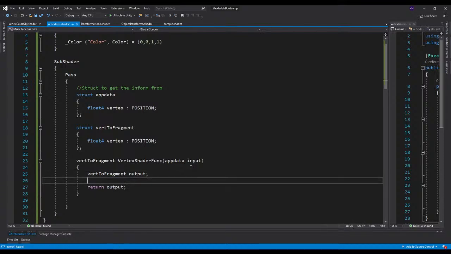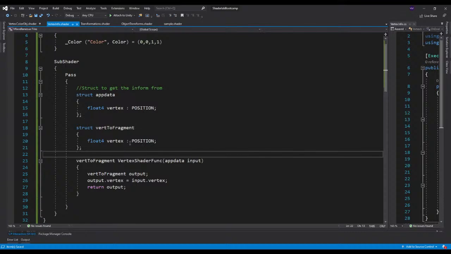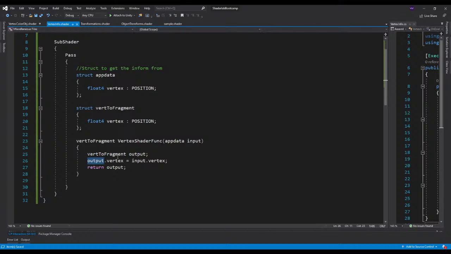Now once this is initialized, we need to actually pass on the value, right? What value do we have to pass on? We have to pass on the vertex information. Now this vertex information is float4. All right. So that means output.vertex is equal to input.vertex. Why is this like that? Because vertex is coming from the app data right here in the form of the input variable with a semantic of POSITION. This is how the GPU is going to identify or map the variables, and hence when we create the output which is of type vertex to fragment, it has a vertex property and we can quickly pass it on.